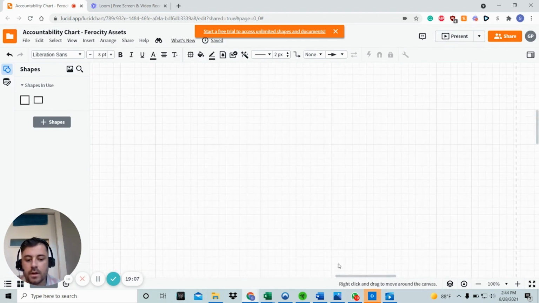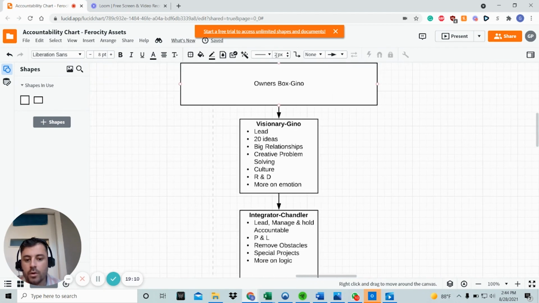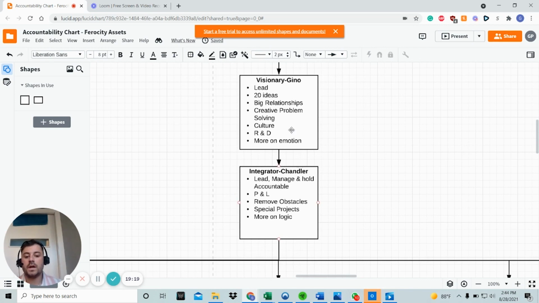Again, it starts up here with our visionary integrator. The owner's box is eventually where I hope to be, full time, where I'm not even in visionary. One day I'm just in the owner's box, sitting back and letting the business run itself. Right now, my job is to do all these things. Me and Chandler hold this company together.